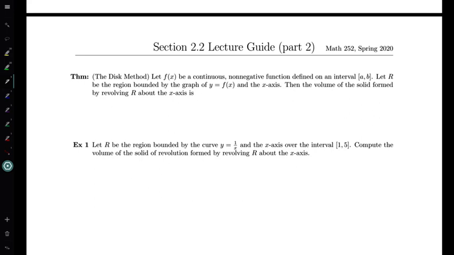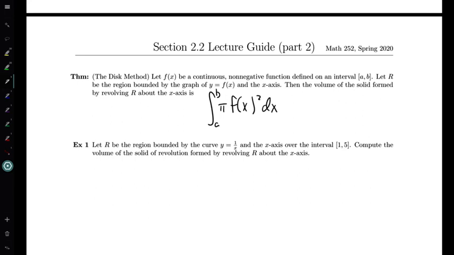So here we're going to start off with a continuous non-negative function. We need the fact that f of x is continuous in order to be able to talk about what its integral is. We need it to be non-negative in order for this region to make sense in terms of revolving it about the x-axis. And we're going to let R be the region bounded by the graph y equals f of x and the x-axis. And we want to talk about the volume of the solid formed by revolving R about the x-axis. And just as we had before, this volume is going to be the integral from a to b of pi times f of x squared dx.